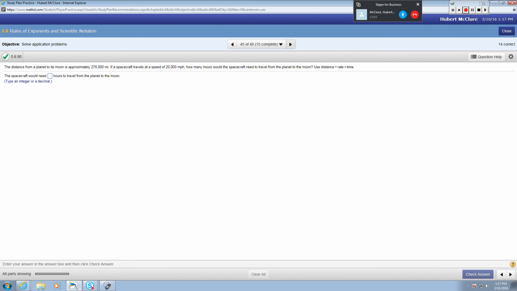Now let me ask y'all a question. Is there a way I can make this problem easier before I even do any scientific notation? How? Cancel the zeros. That's a very good observation. So I'm going to cancel these three and these three because I'm going to make the problem easier. So now I've got 278 divided by 20. Now you could actually do that in your head, but we're not going to. It'd be 13.9.